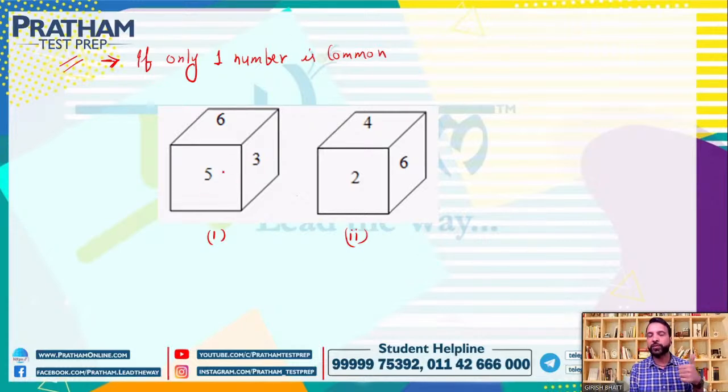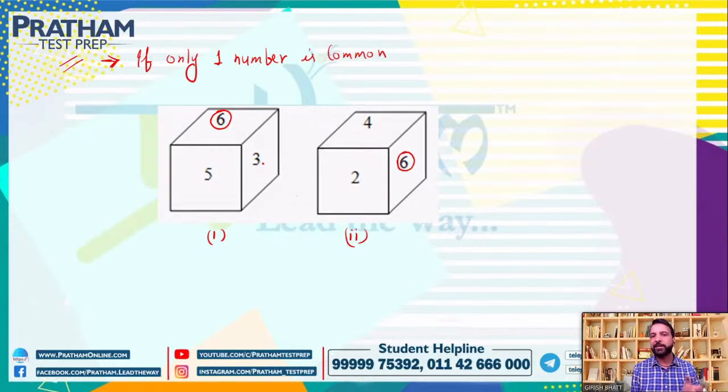In which numbers? Those numbers which are visible. Among the numbers visible to you, only one number is common. Only, or we can say exactly one number, right? So here which number is common? Like here 6 is the common number, right? Check the common number. Here 6 is the common number, right?